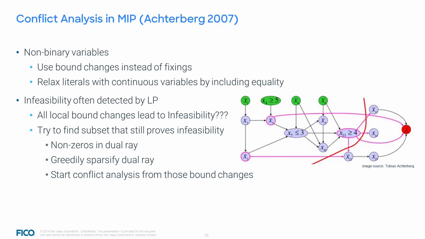Furthermore, we can try to greedily sparsify this dual ray. This means trying to set the values that correspond to dual bound changes to 0 one by one. If such a reduced ray still proves infeasibility, we use this instead of the original ray. The fewer bound changes in the initial reason, the better.